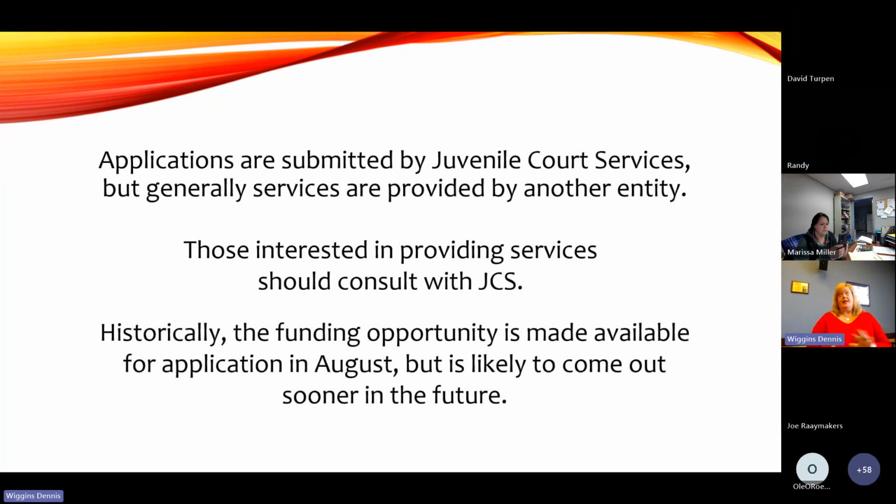The thing I want to point out here is that because juvenile court applies, that doesn't necessarily mean other folks who are interested in working with juvenile justice kids can't be involved. It would just be a matter of connecting with your local juvenile court service folks in order to be a part of that process. Each of the judicial districts has a chief juvenile court officer, and that would be a good place to start if you have an interest in providing services to kids that are breaking the law, or if you know somebody that does, and talking to them about wanting to be a part of their application process for this particular pot of money.